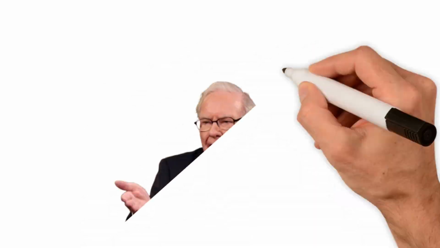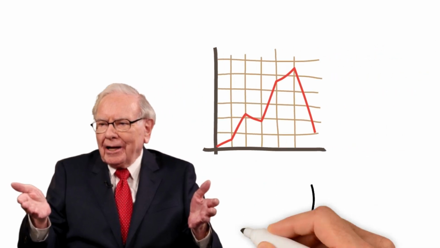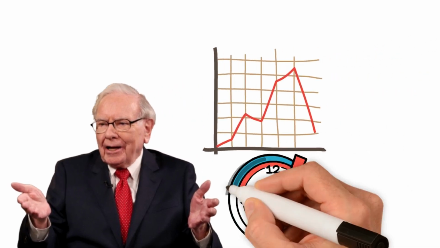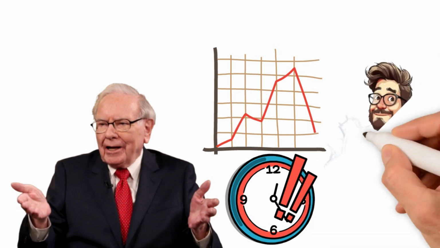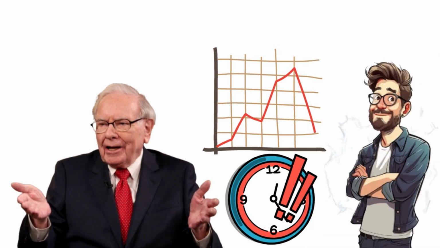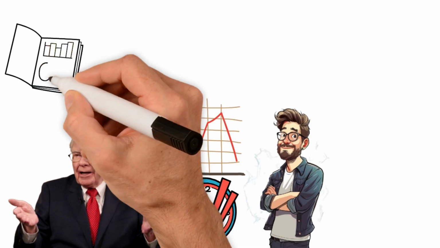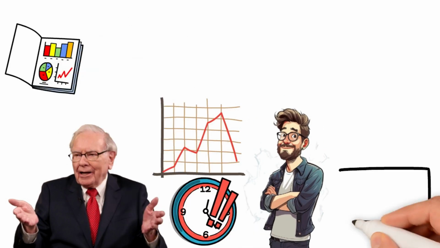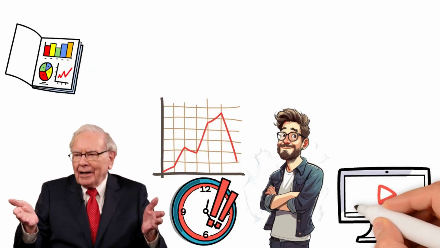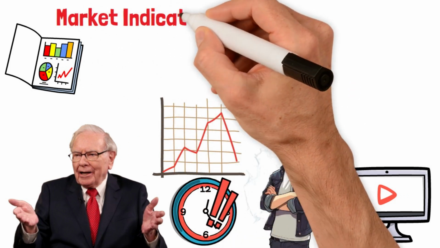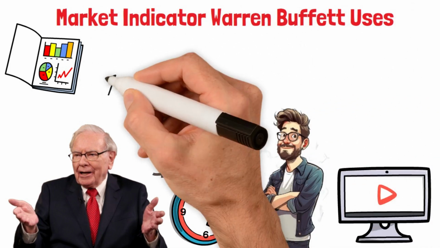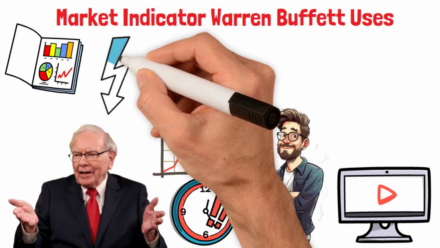Ever wondered how the Oracle of Omaha sees a market crash coming before everyone else? Warren Buffett's warning signals have predicted some of the biggest market downturns in history. What if I told you that this prediction method isn't some complex algorithm or insider information, but a simple indicator that anyone can use? In this video, I'll show you the exact market indicator Warren Buffett uses to predict when stocks are overvalued and ready for a fall.